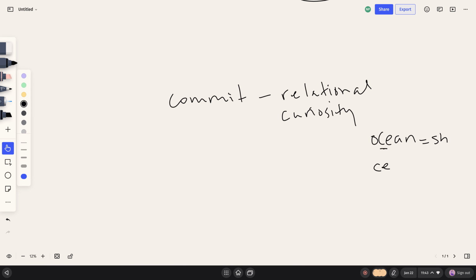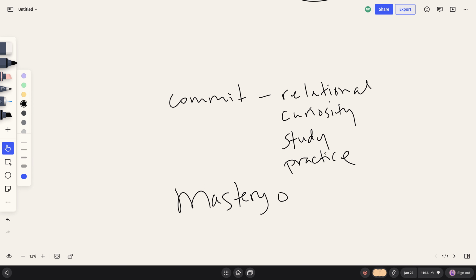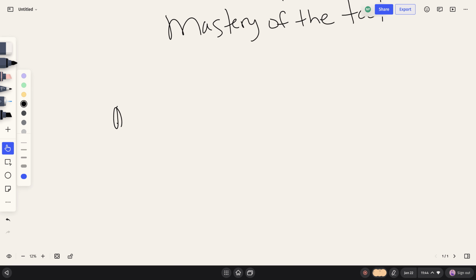So I commit to being relational. I commit to my curiosity. I commit to my study. I commit to my practice. I commit to these things so that I can have mastery of the tool, so that it will give me access to expansiveness, to greatness, to beauty, to art, to power, to change, to dreams, to others.